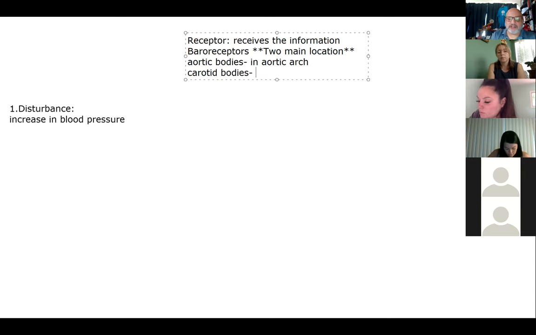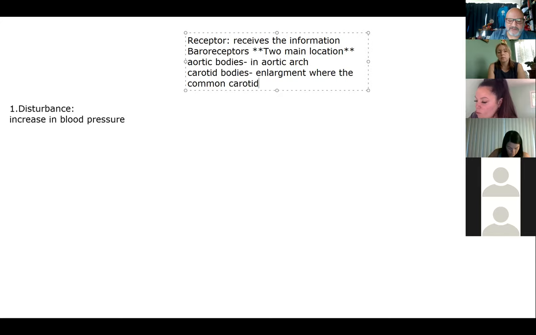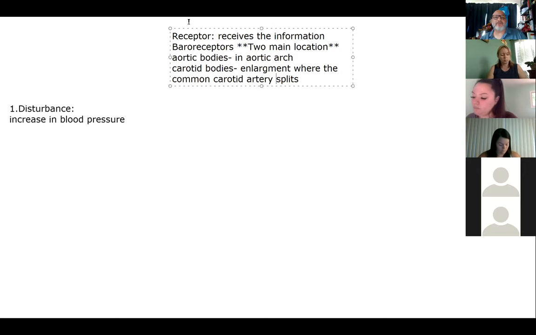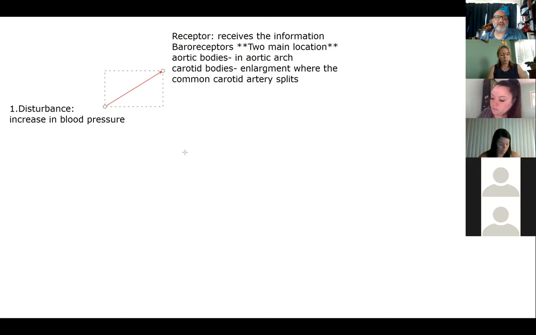The carotid bodies are an enlargement that is found where the common carotid splits. And when the common carotid artery splits, where does it go again? What does it split and become? External and internal carotid. There you go. External, which goes to the outer surface, superficial structures, and the internal carotid, which goes up to my brain. Is it pretty important to know the blood pressure and the chemical composition of the blood going to my brain? Yeah, probably pretty darn important. Excellent. So here we have these baroreceptors in these locations that are going to be receiving this information.